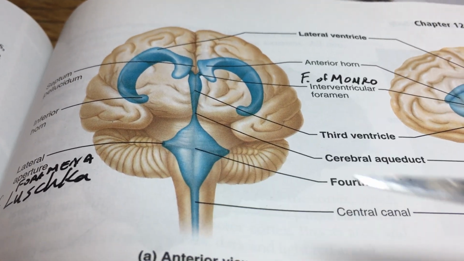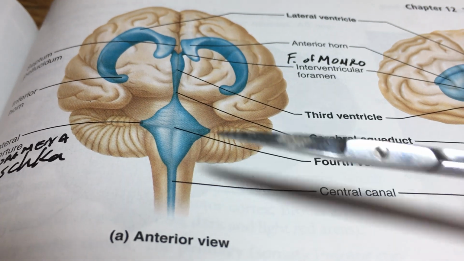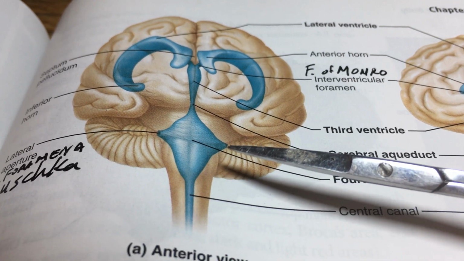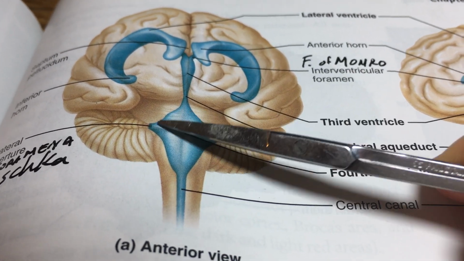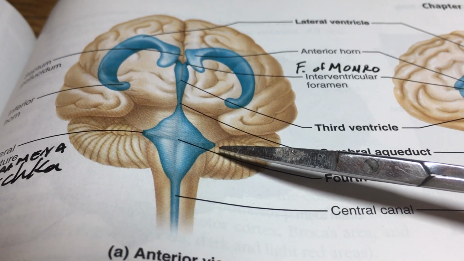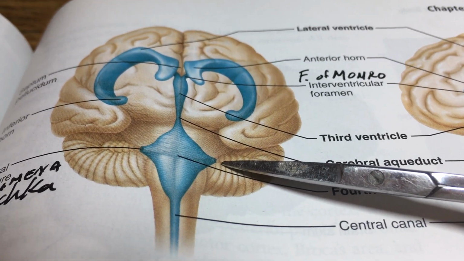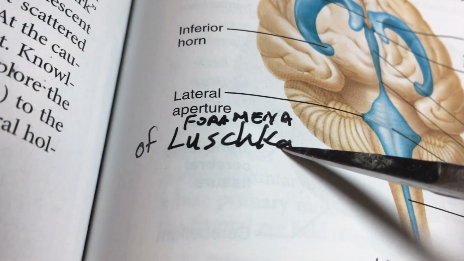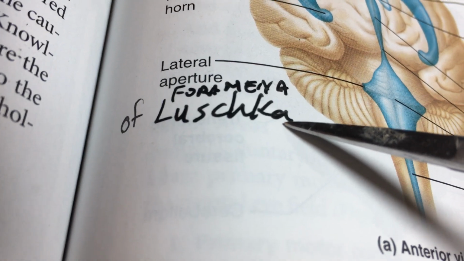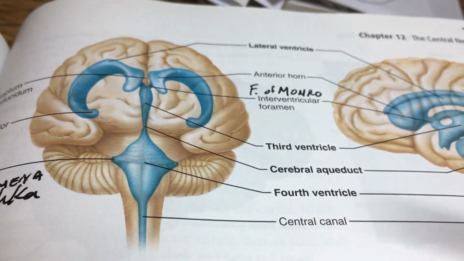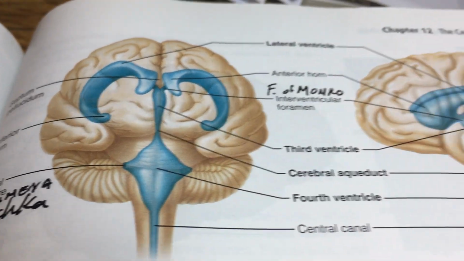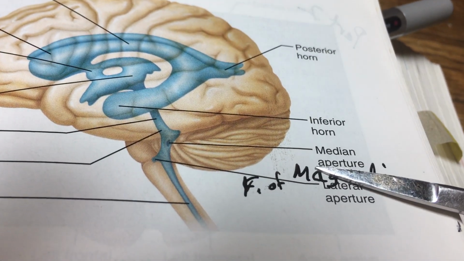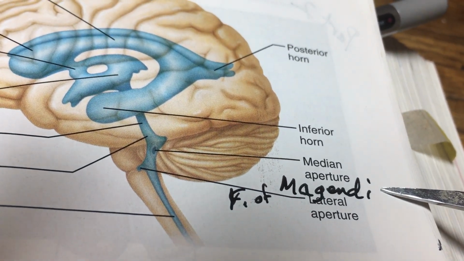Note that the fourth is the end of the trip unless we're going to the central canal of the spinal cord, right? Otherwise, there are apertures for exit. There are 2 lateral apertures, and L is also the same first letter of Luschka. And so we have the foramina of Luschka left and right. And then we have the letter M for median aperture, which is also the first letter of Magendie, the foramen of Magendie.